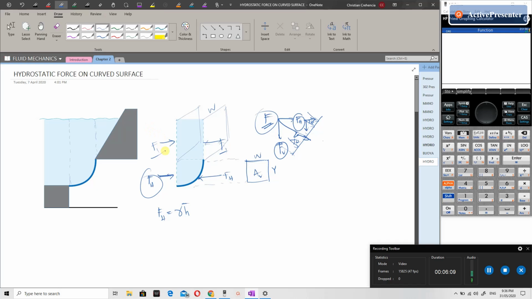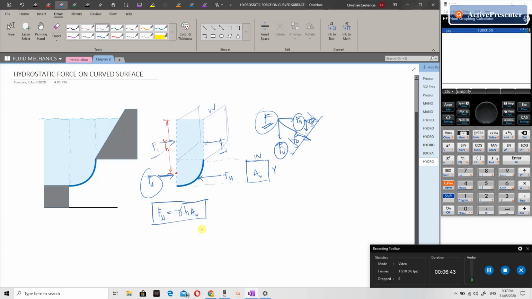Let me repeat, our h bar is the distance from the centroid of this area, which is at the middle, to the liquid surface. So that is our h bar. Then times our vertical area. So that is the horizontal component of the hydrostatic force. Again, we already discussed that in our previous video.